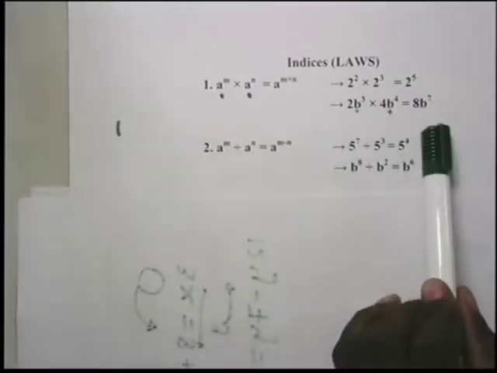The second law of indices, it's about the division of indices provided the bases are the same. When we do a division where the bases are the same, we subtract the exponents, we minus the exponents. For example, 7 minus 3 gives us 4, and then we will have 5 to the power of 4. That is what we are having there in terms of the second law.